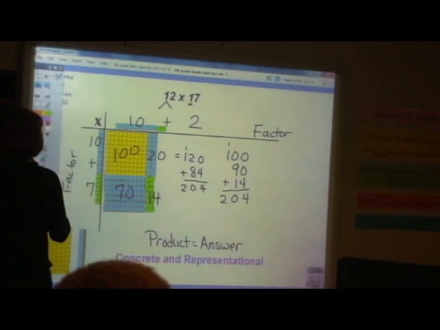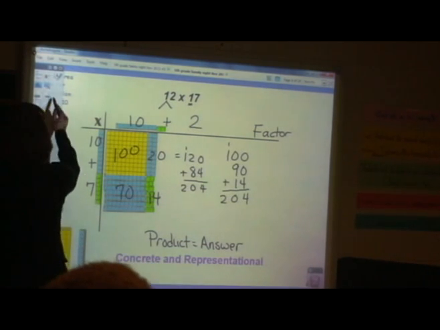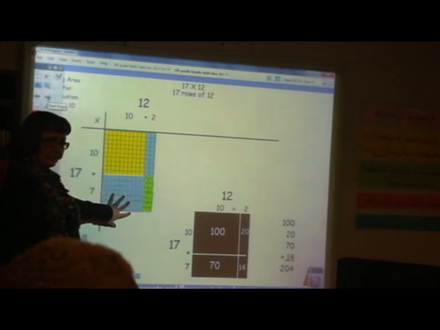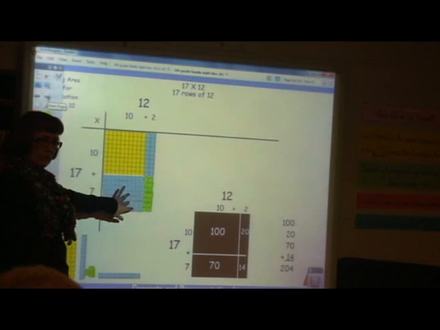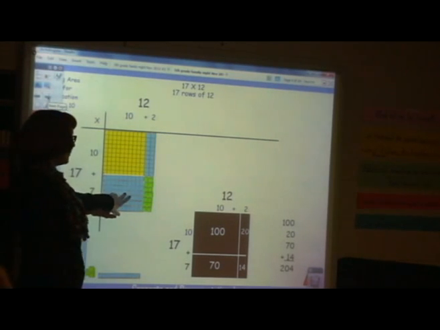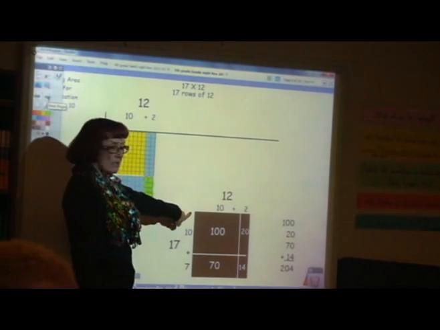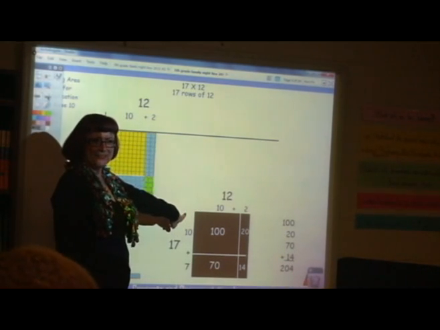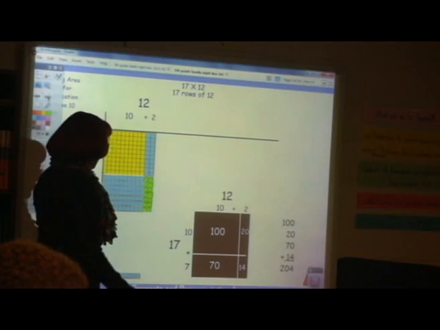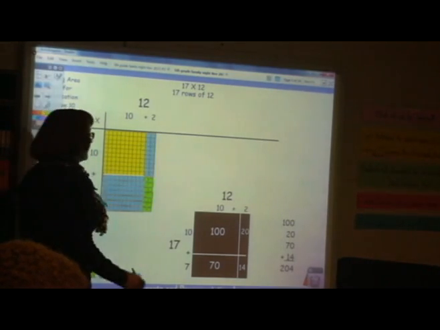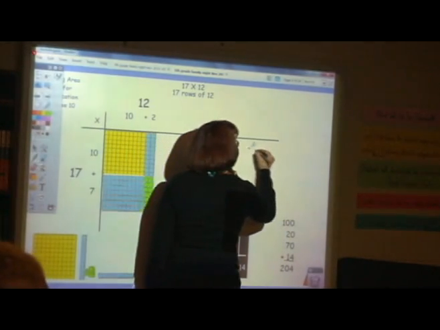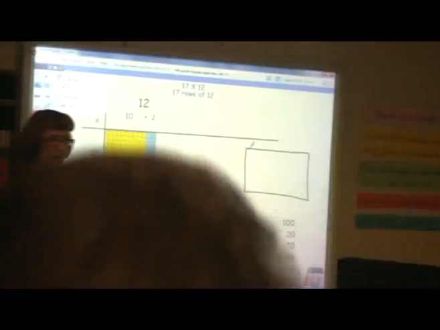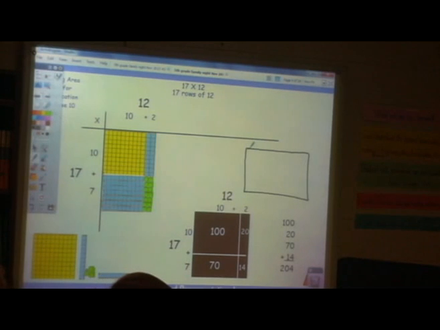All right, now, the next one. Here's what you have, or should have, on your dry erase board. This is the open area model. What I have my children do is, just off to the side, they will draw a box. So if you would just go ahead and draw a box on yours.